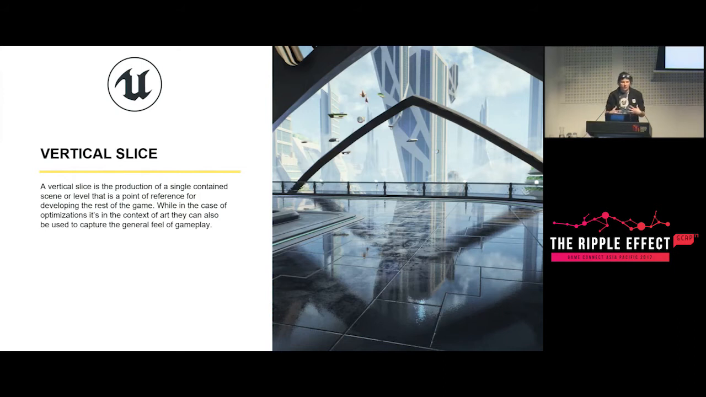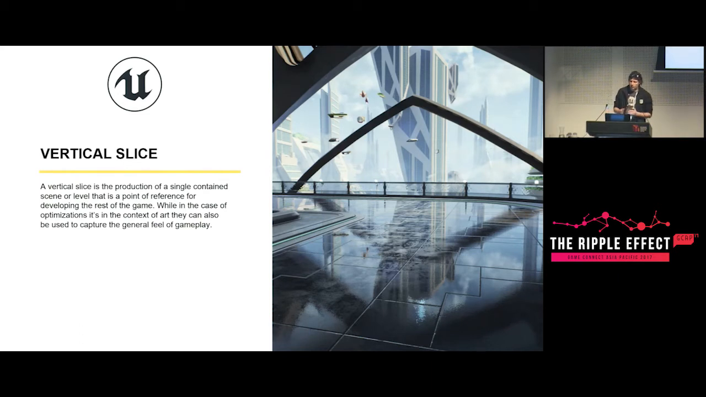Now, all of these things contribute to developing what's called a vertical slice. A vertical slice is the development of something that looks like a finished product, but it's actually about this much of your game. But it's enough that you can get an idea of the performance in your scene, of what's going to happen and how it's going to go down.